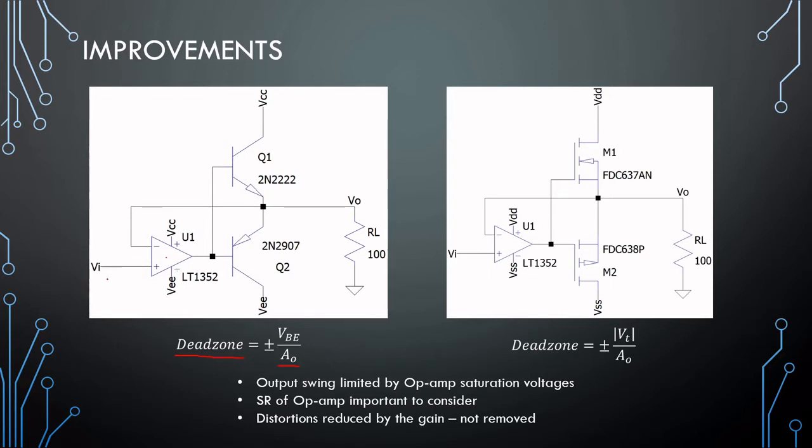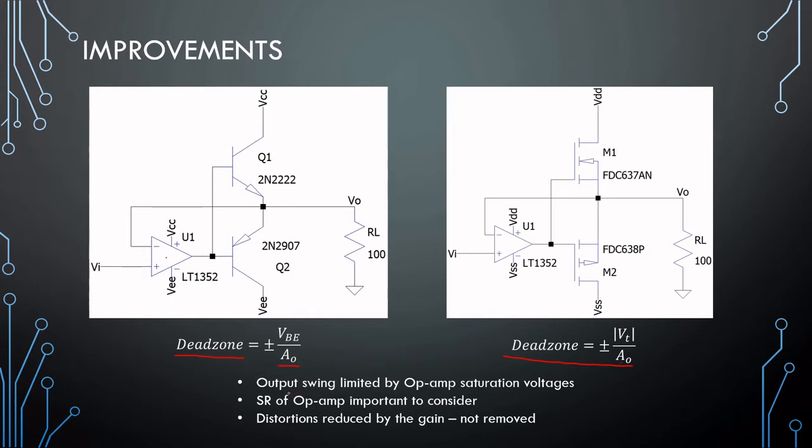So with an amplifier of a gain of 10, it will be what? 70 millivolt dead zone. Gain of 100, 7 millivolt dead zone. And so on and so forth. For the MOS, the threshold voltage gets divided by the gain. So by having this in a buffer configuration, the dead zone will be decreased by the gain of the operational amplifier.